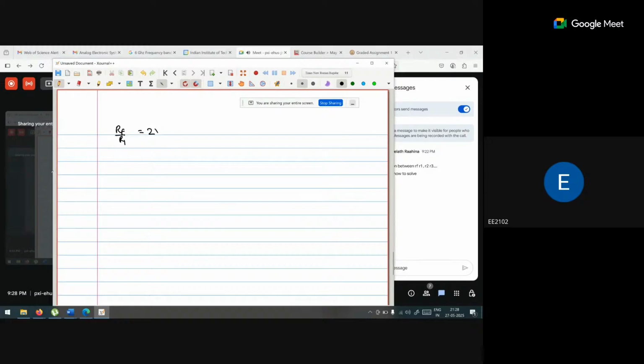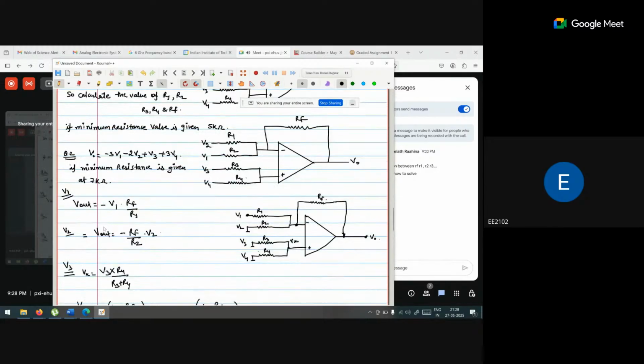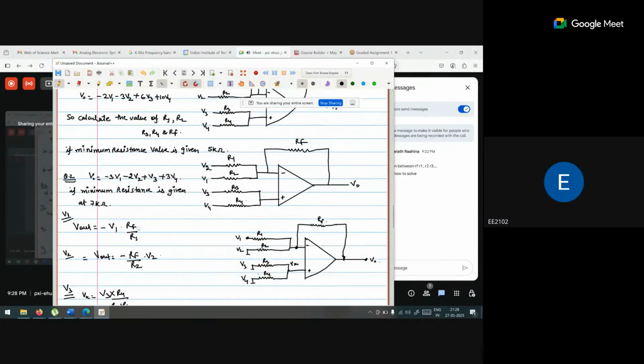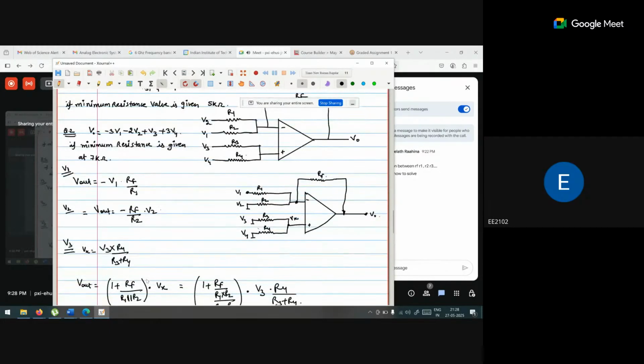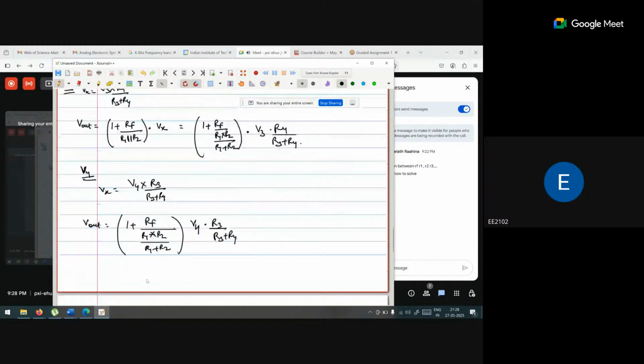Is equal to 2 volts. Okay, this is the V1 term. So minus RF by R1 is equal to minus 2. So RF by R1 is 2 volts. Similarly, if we compare the V2 term in the V2 voltage, so V2 and V2 will be cancelled out. So RF upon R2 is 2 volts.